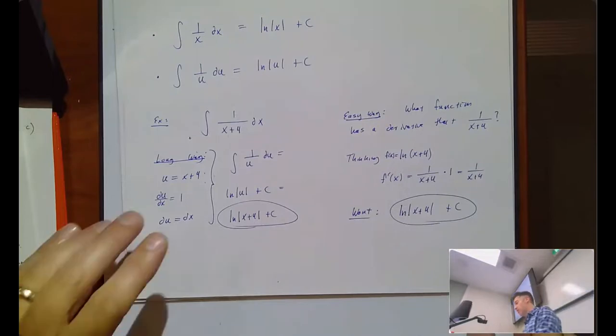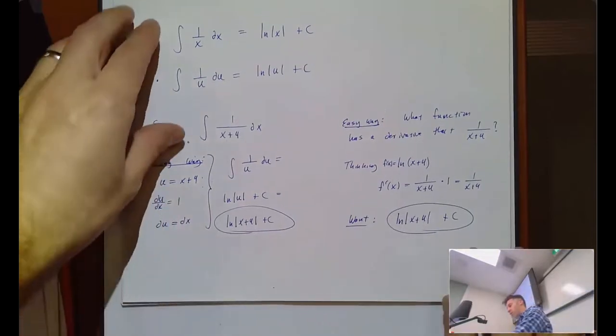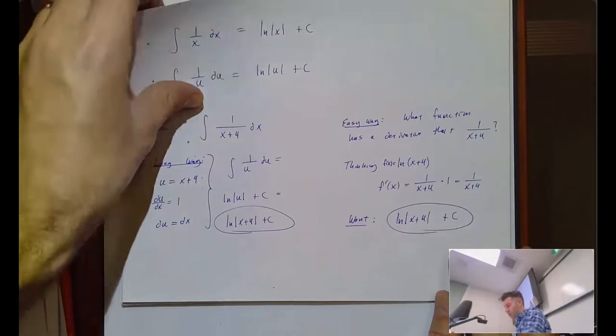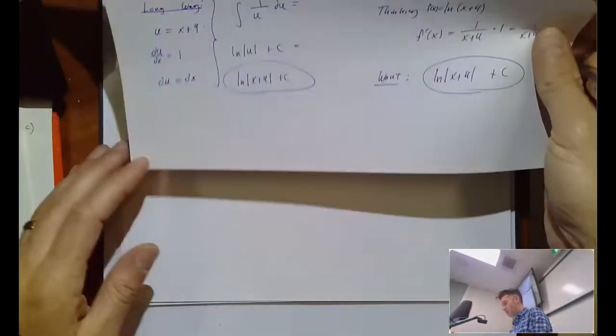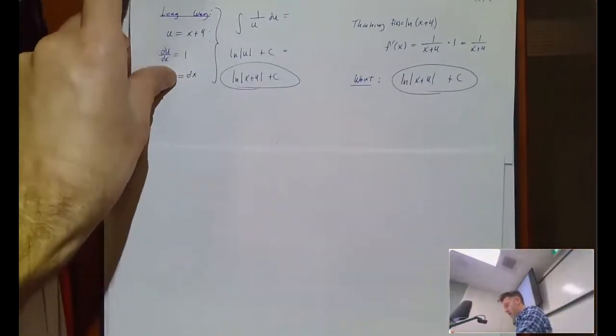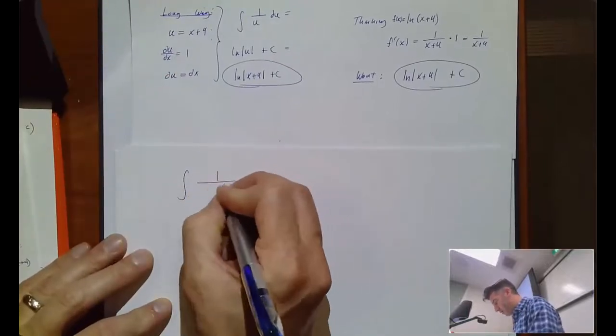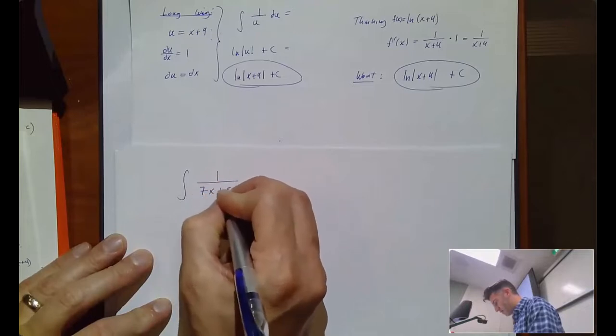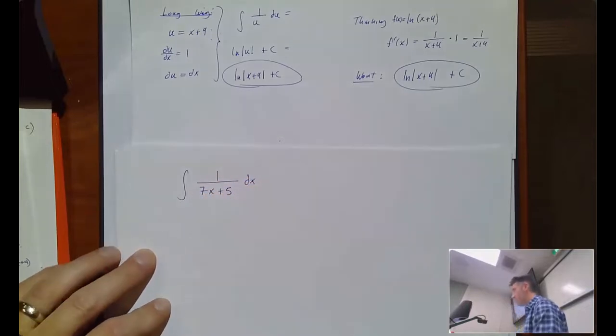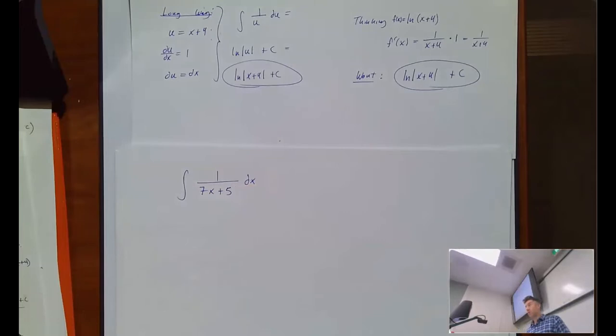So let's look at another example to see how it can be a little more complicated, but not really that much more complicated. So let's look at something like, I want to find the antiderivative of 1 over 7x plus 5. And here's what I'm thinking. I'm thinking it looks like I've got 1 over a thing. So my antiderivative is probably something like, but not exactly, the natural log of that thing.